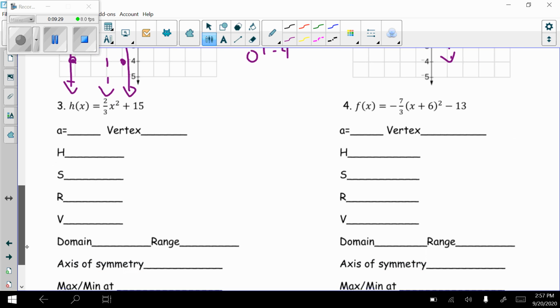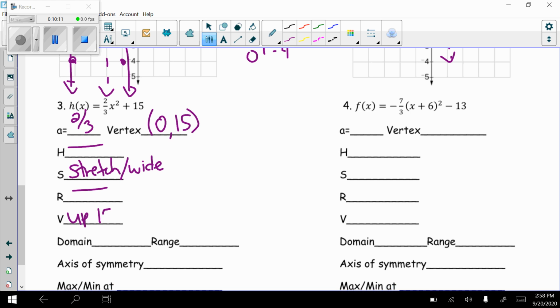So now let's just look at examples 3 and 4 and identify all of this information. Number 3, h of x equals 2/3 x squared plus 15. The a value is 2/3. For my vertex, I don't have any parentheses, so it's not moving left or right, so it's still 0, and then 15. For h, there was no parentheses, so there's no horizontal shifting. Stretch or shrink: it is 2/3, so that means that it is going to stretch the graph, or make it wider. For r, there is no negative, so there's no reflection. Plus 15, it goes up 15.